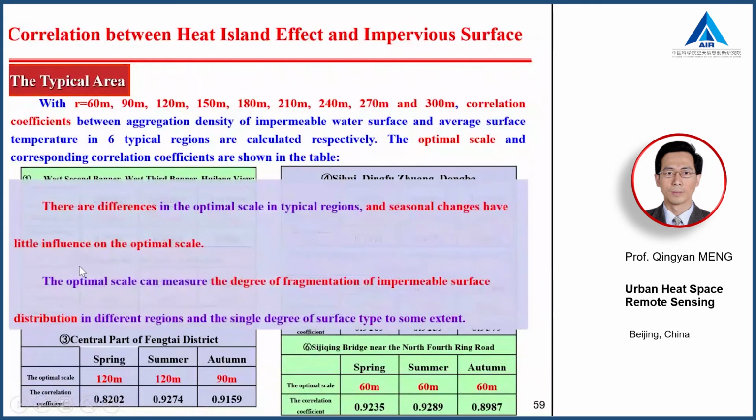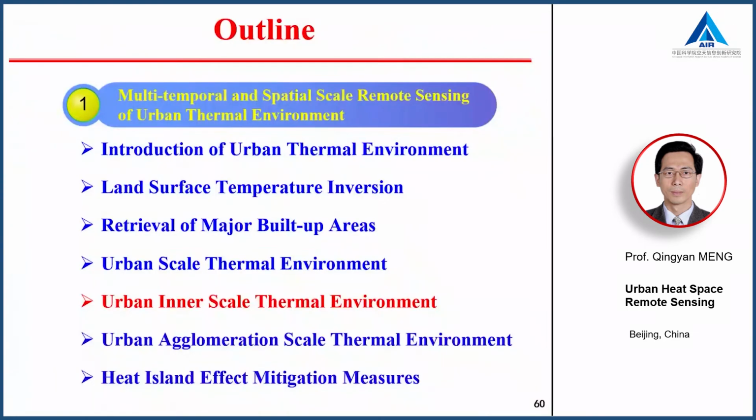Then we can draw the conclusion. There are differences in the optical scale in the typical regions, and the seasonal changes have little influence on the optical scales. The optical scale can measure the degree of fragmentation of the impervious surface distribution in the different regions, and the singleness of the surface type to some extent.